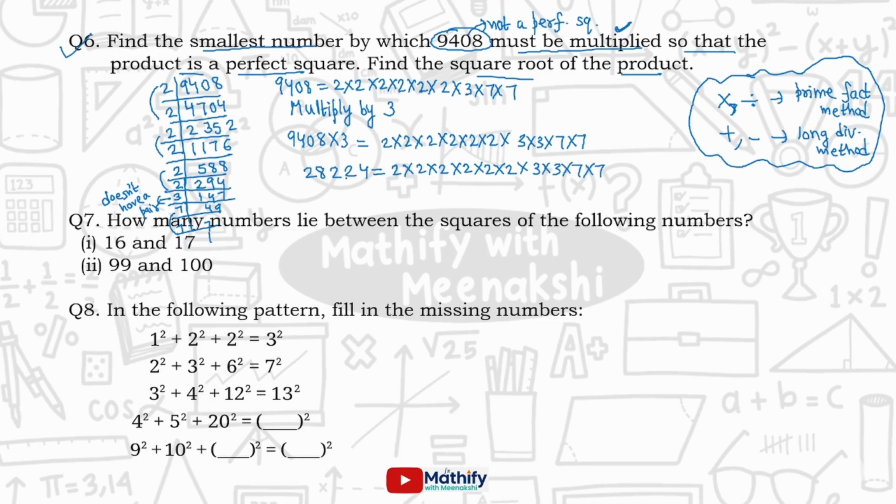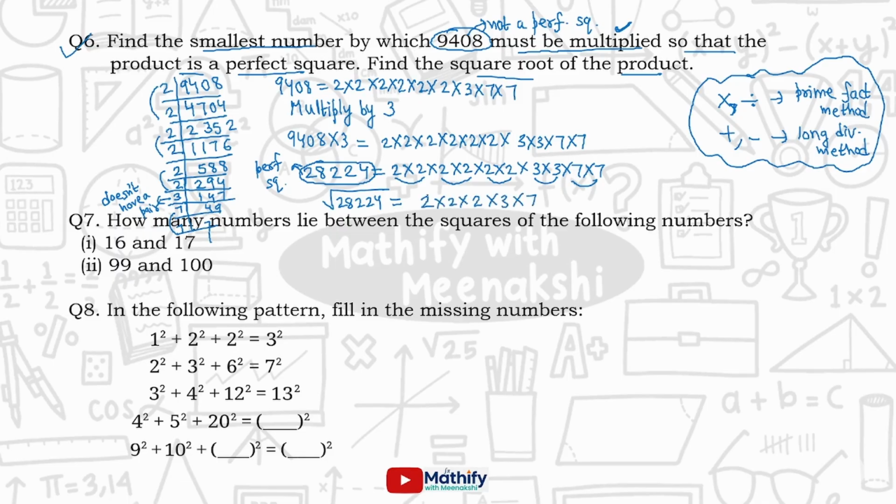You know that 28224 is a perfect square. But they are saying that you have to find the square root of this product. So you have to find the square root of this number too. So how will we find the square root? Whenever you put the square root symbol here, each pair you will write only one time. So you will write 2 three times because we have 3 pairs of 2, and 1 time 3 and 1 time 7.